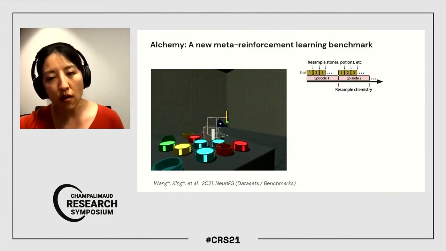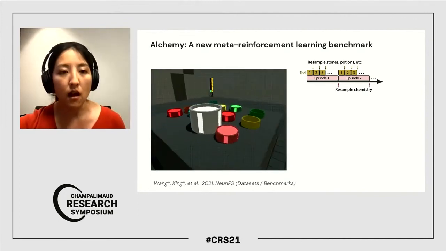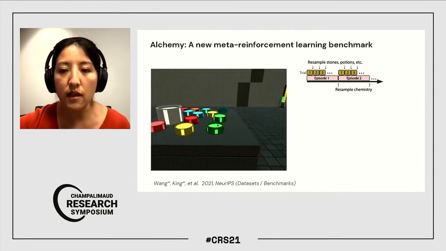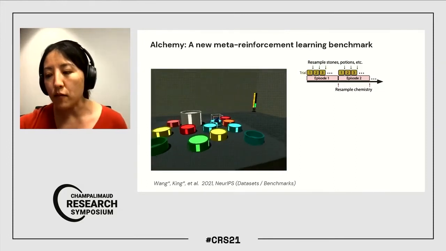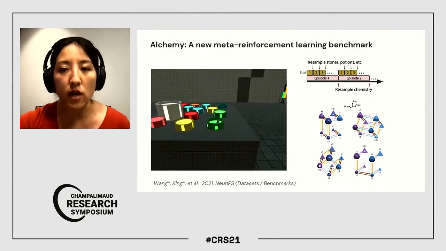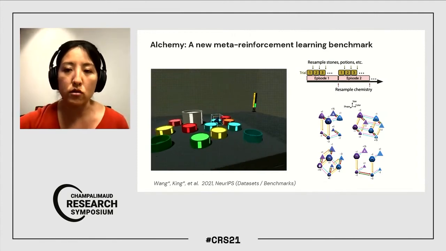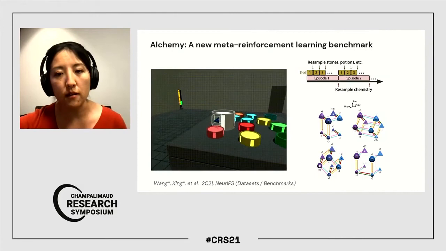From episode to episode, there are elements which both vary and remain consistent, which is important. So things like what the gold stone looks like or the effects of potions are varied from task to task, allowing for meta learning to occur, but you also have a deep latent structure that requires, within a single episode, for you to perform experimentation and to do exploration.